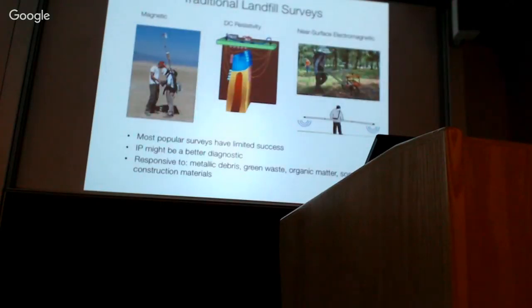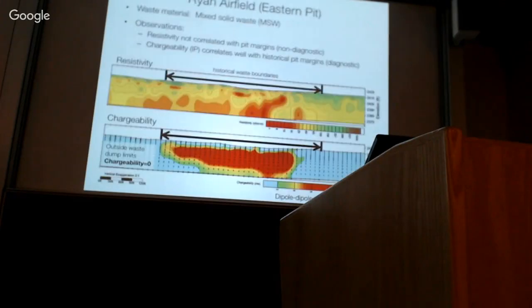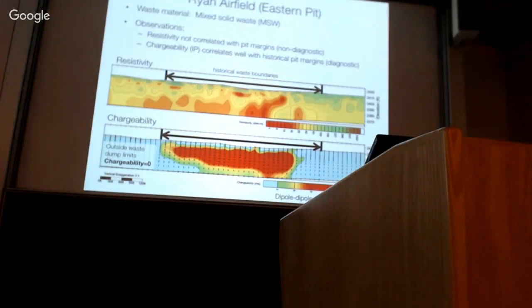So what has traditionally been done? Well, magnetics, because there are drums and things like that, steel. DC resistivity is traditionally used, or EM, either frequency domain EM, EM61, or the EM31. So, time domain, sorry, or frequency. Limited success, not always, and there's a chance that IP might be more diagnostic. So here are some examples.